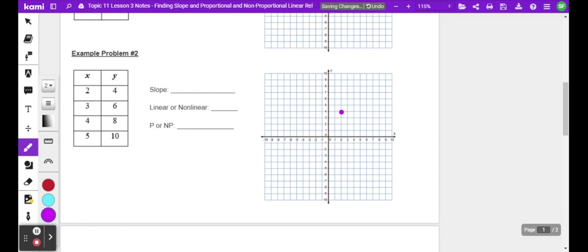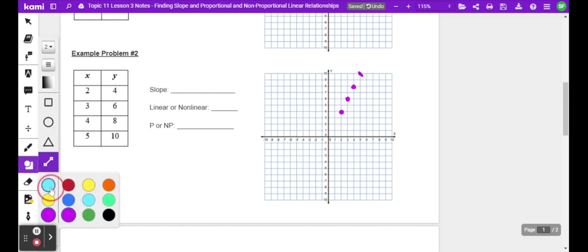Second point is at 3, 6. That means I would start at the origin, go right to 3 and up to 6. The third point is at 4, 8. Again, start at the origin. The first number tells me to go right to 4 and then up to 8 and then plot my point. And then I have the last point is at 5, 10. So right 5 up to 10. And then I can go ahead and use my straight edge to connect my points, form my line.